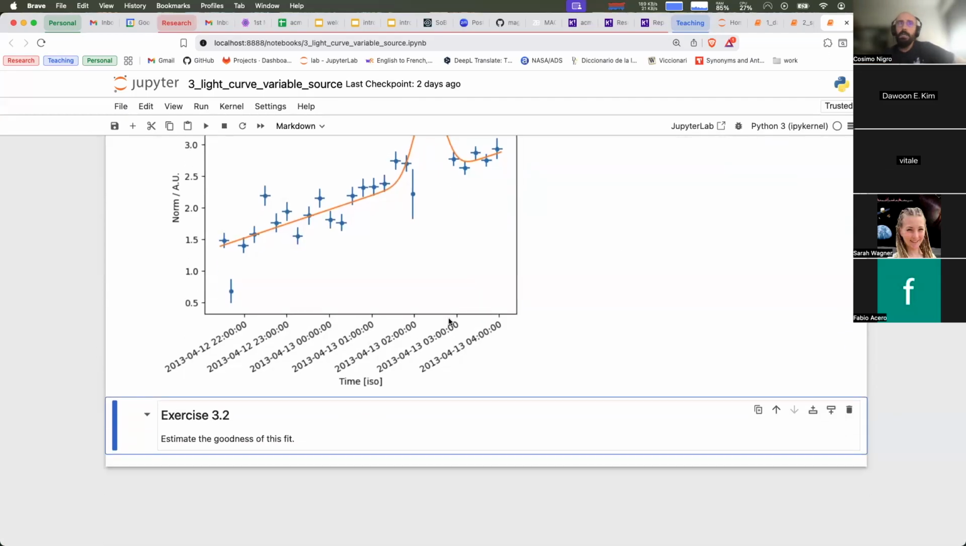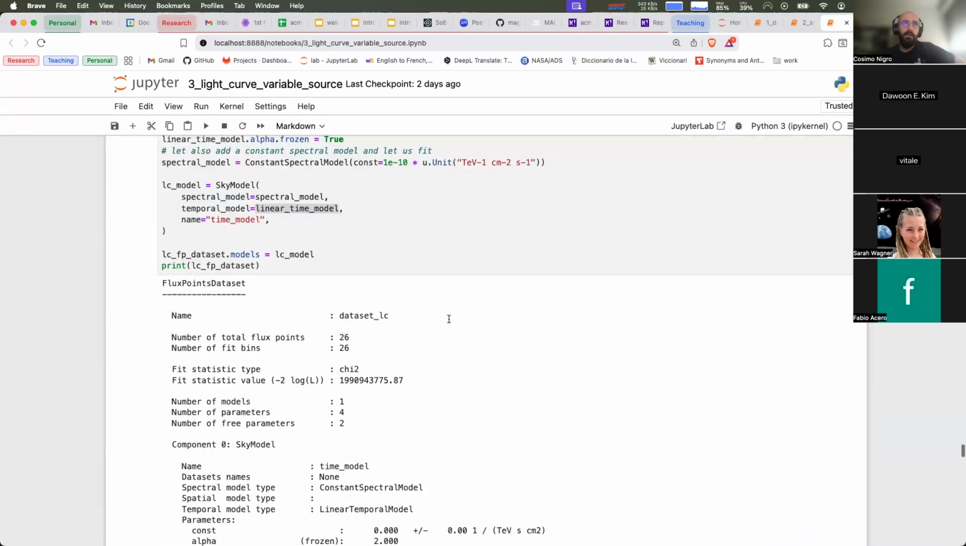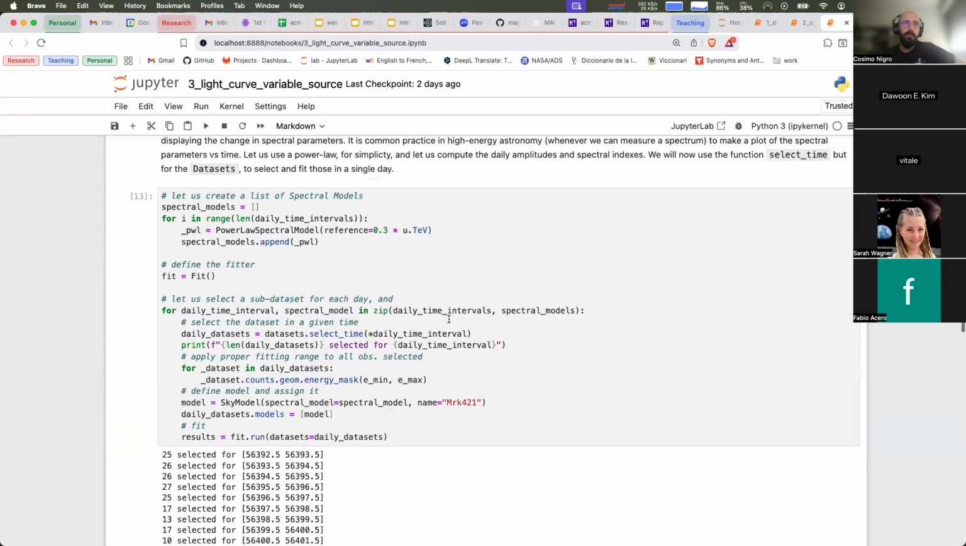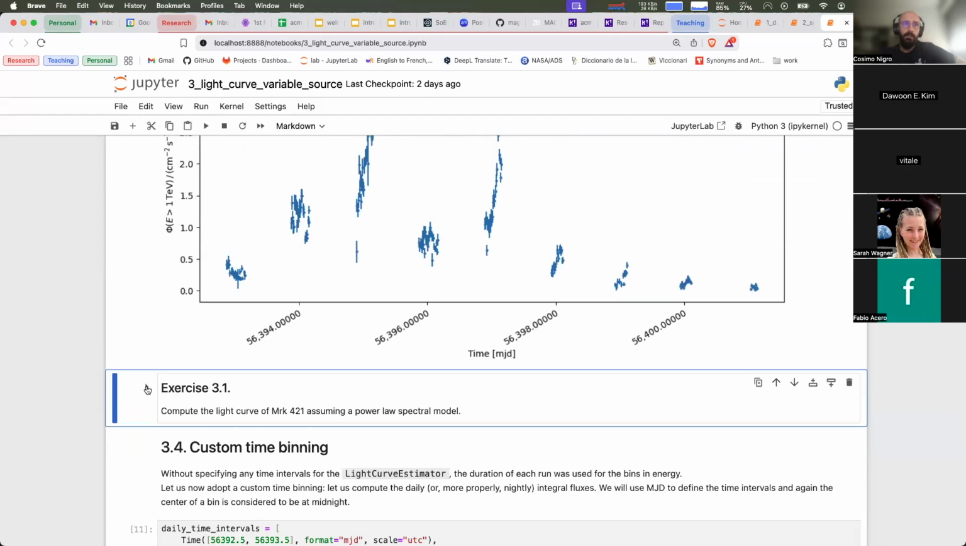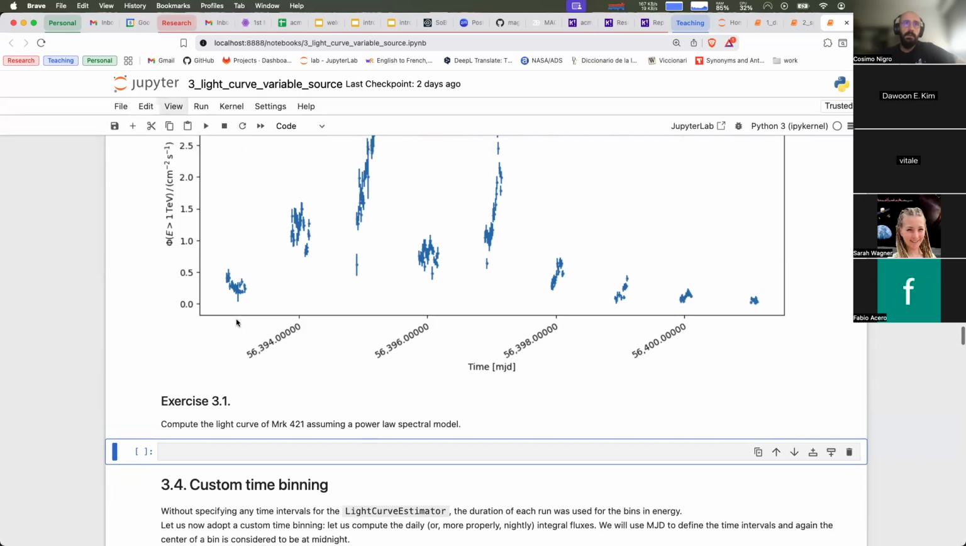Okay, I plan to finish at 1, so we have some time. We can go back to the exercise 3.1. That was to estimate, I think, the light curve assuming a power law spectral model. So we can try to do this. Let's use the run-wise light curve, okay? So let's try to see what difference it makes if we are assuming a log parabola and we are adjusting the amplitude of the log parabola run by run. And if instead we use a power law and we are adjusting the amplitude of the power law run by run, okay? I think this one will take some time, so let's try to do it.